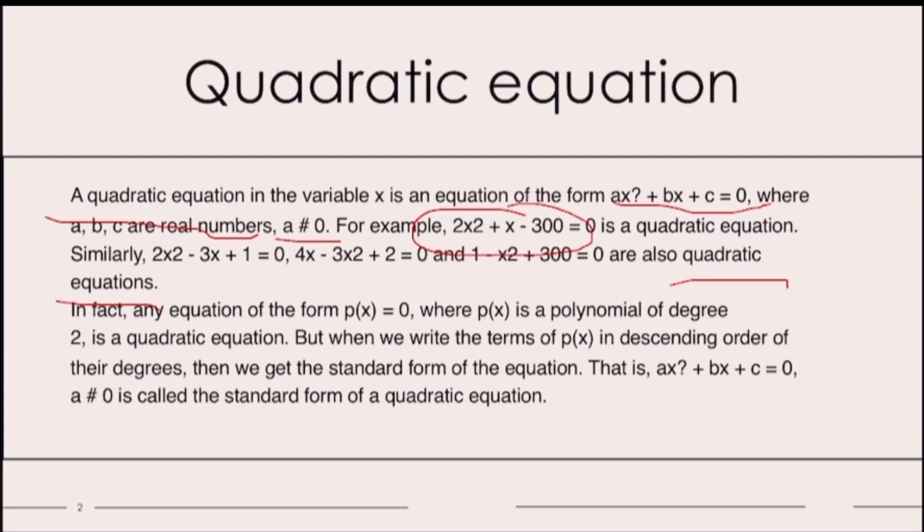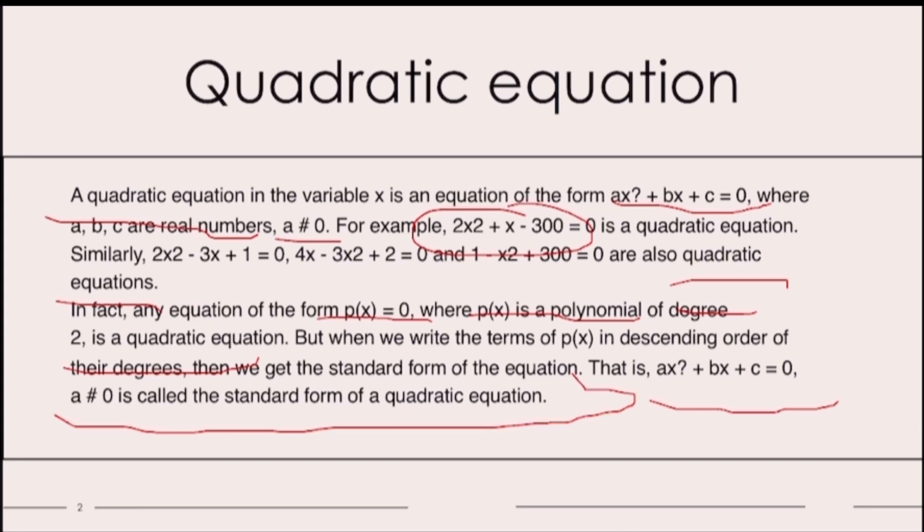In fact, any equation in the form p of x is equal to 0, where p of x is a polynomial of degree 2, is a quadratic equation. But when we write p of x in descending order of degree, we get the standard form of the equation, that is ax squared plus bx plus c is equal to 0, and a not equal to 0 is the standard form of quadratic equation. So, know the formula ax squared plus bx plus c.